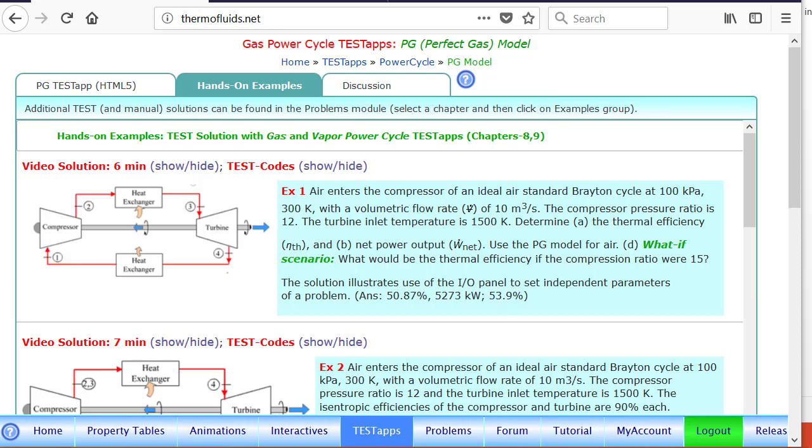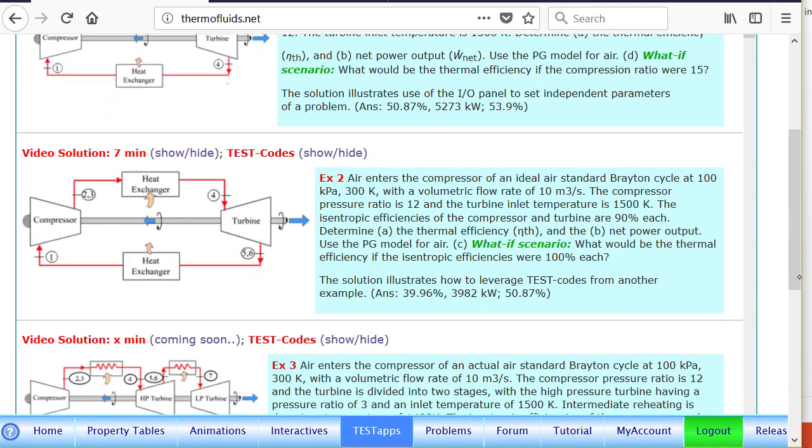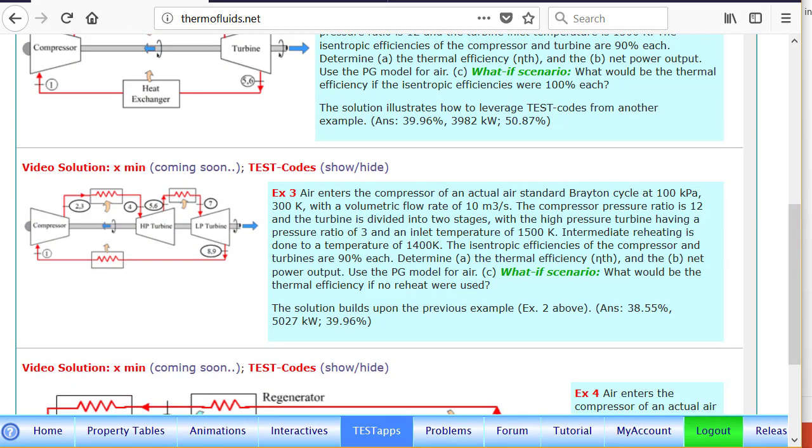Hello. So we have solved an ideal Brayton cycle problem in example 1. Then we have solved example 2, which was an actual cycle in which isentropic efficiencies of the turbine and compressors were introduced. And now it's time that we make the problem even more complicated. So in this example, we want to introduce a reheat to this problem.